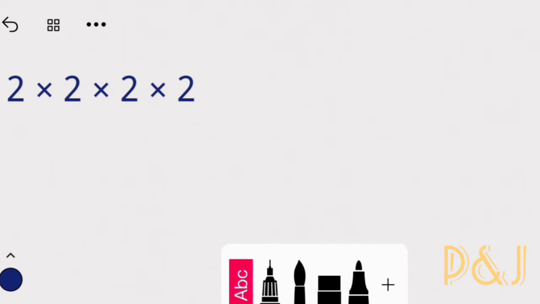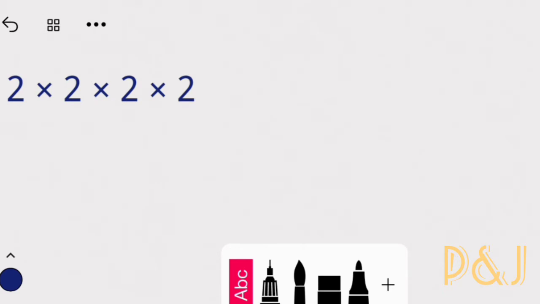So, here I have written 2 multiplied by 2 multiplied by 2 multiplied by 2. Now, you must be thinking that it's very easy. 2 is written 4 times, so 4 times 2 is 8, but that is wrong. Here a multiplication sign is there. In the table we add 2, four times, and we get 8. But if a multiplication sign is there, then we have to calculate it like 2 multiplied by 2 is 4, 4 multiplied by 2 is 8, and 8 multiplied by 2 is 16.